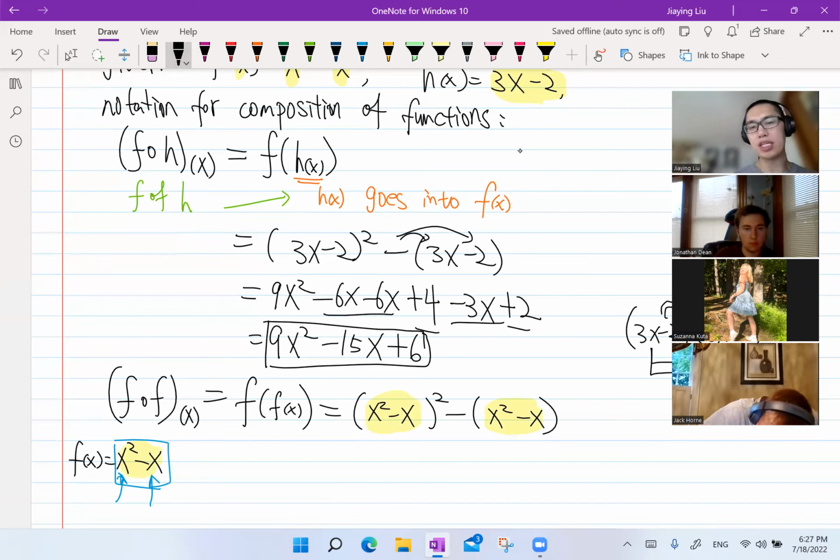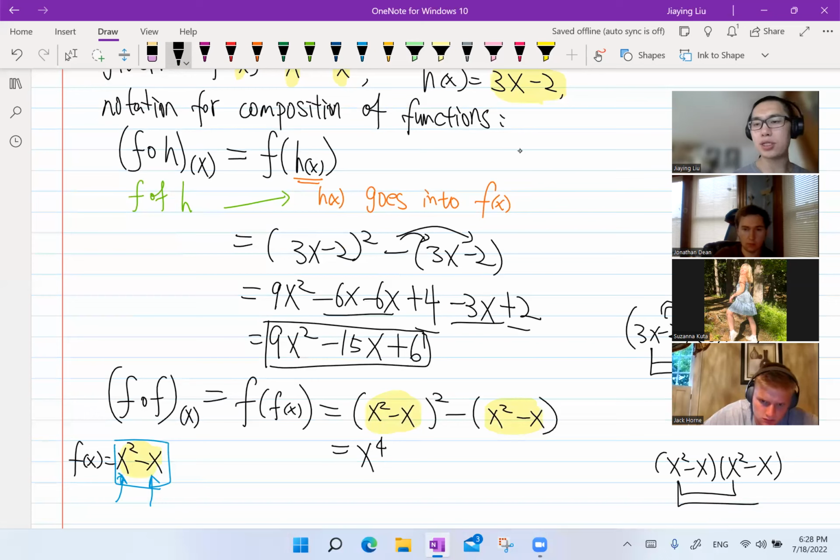And again, we can expand it. So if we FOIL the first part, I'm not going to do the work. Hopefully that's okay. I should do this. So that's x squared minus x times x squared minus x. So that's going to be x squared times x squared, that's x to the fourth power. x squared times negative x, that's minus x cubed. Negative x times x squared, that's minus x cubed. And negative x times negative x, so that's a positive x squared.